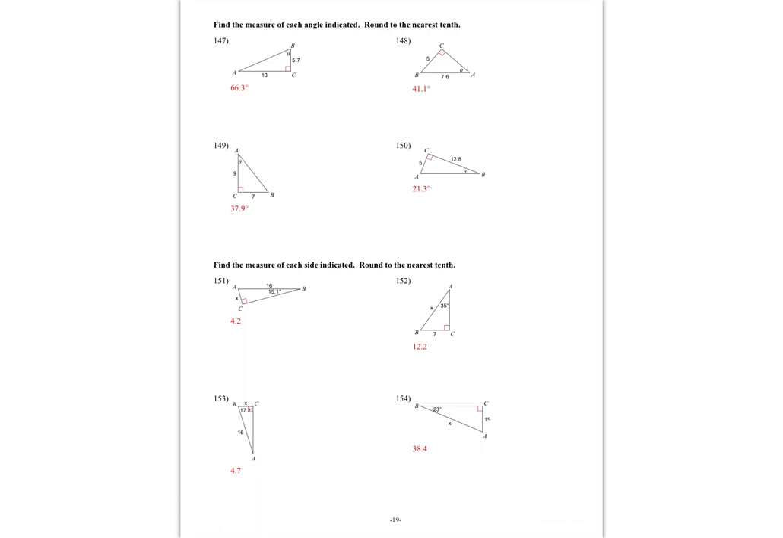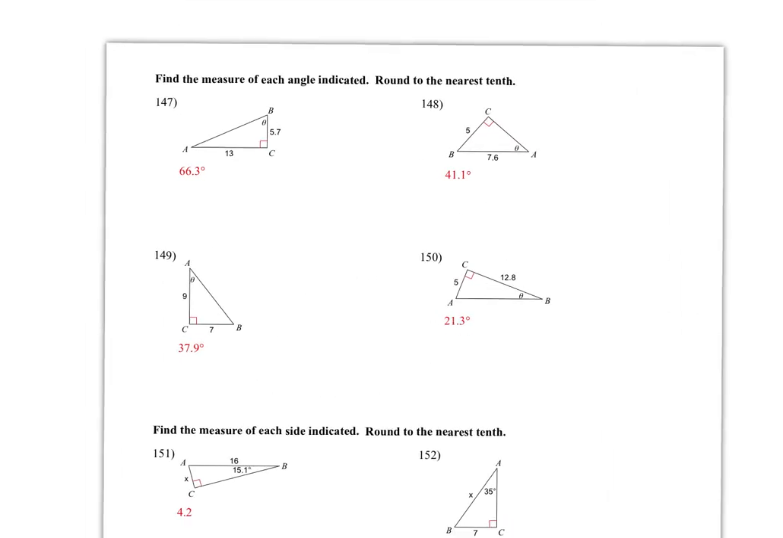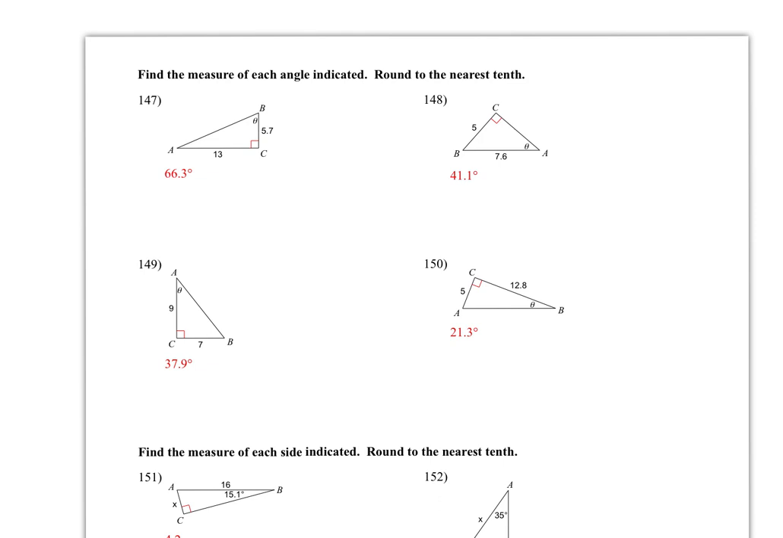If it wants the angle, it's going to look like this. Find the measure of the angle. There we go. We're still using SOHCAHTOA. You're still going to set it up with opposite, adjacent, and hypotenuse to figure out which one to use.